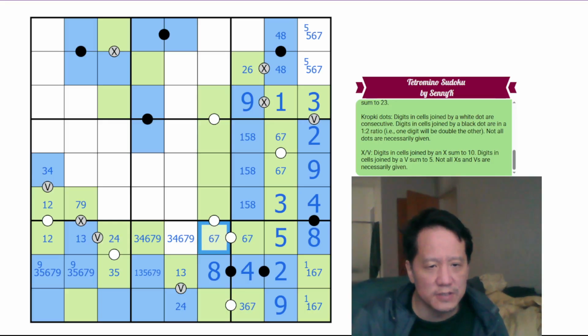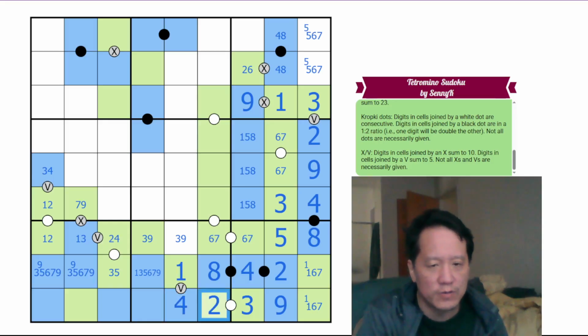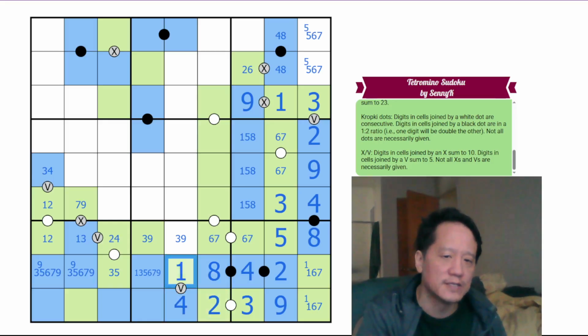That still has to be 6, 7, so that eliminates 6, 7 there. This is 3 consecutive with 2 or 4. 2, 4 as a pair eliminates 4 here. So then this can't be 3. This is 1 and 4, which makes that 2. Okay, so that's the problem.